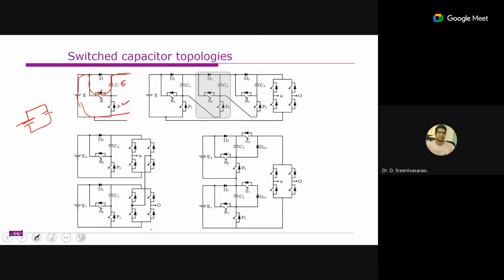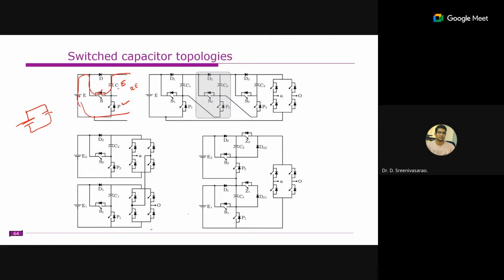Right. So now we have this DC source and this capacitor, both will be in series. You will get the 2E voltage. And you know this diode is just to prevent the short circuit of this one, right? So therefore we connected a diode here. If this diode is not there, this capacitor is discharged through the switch. Right. So this one is right.